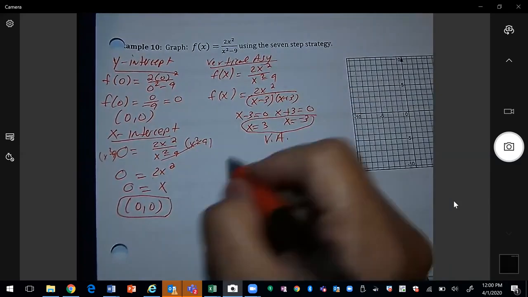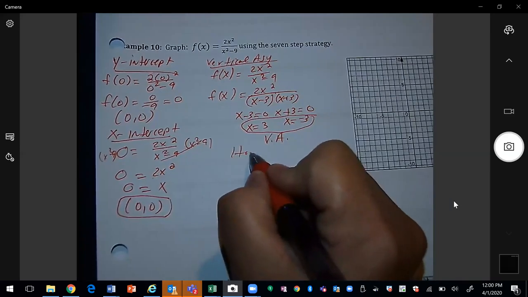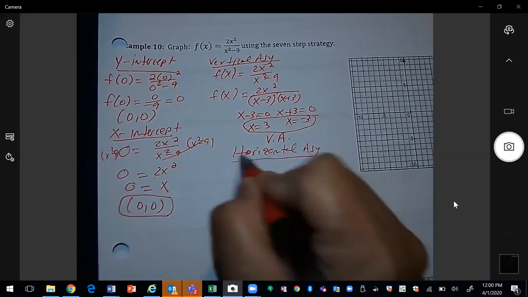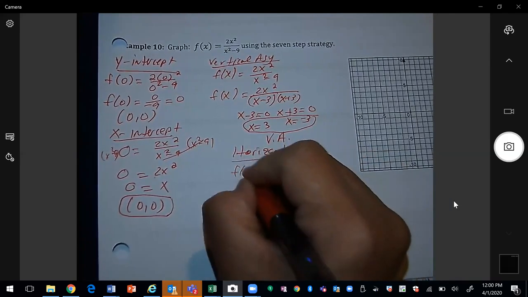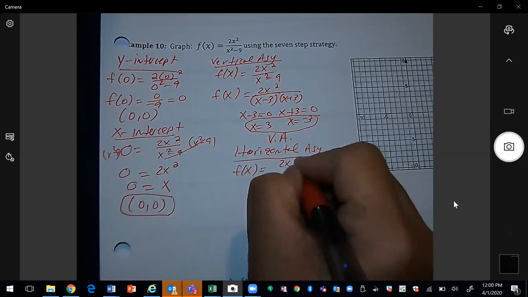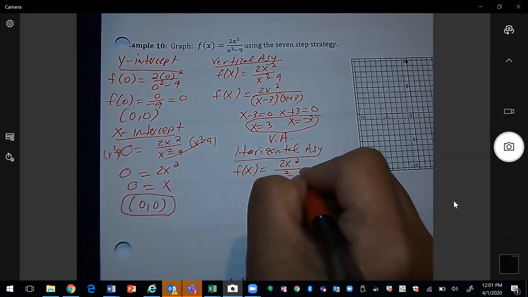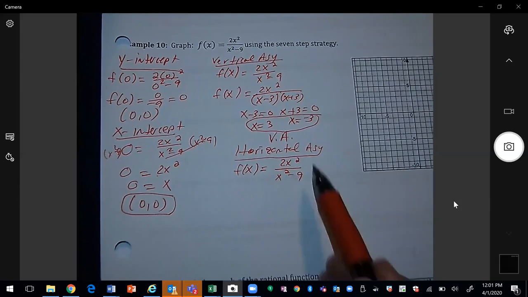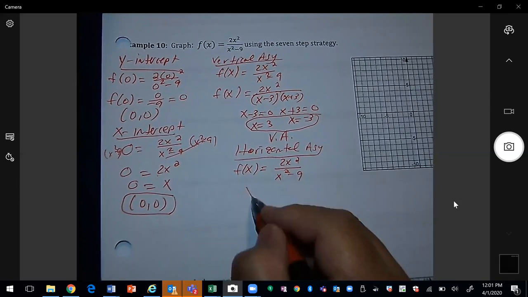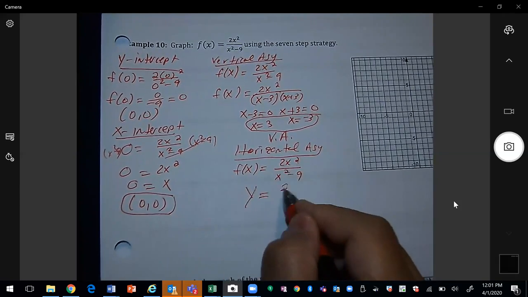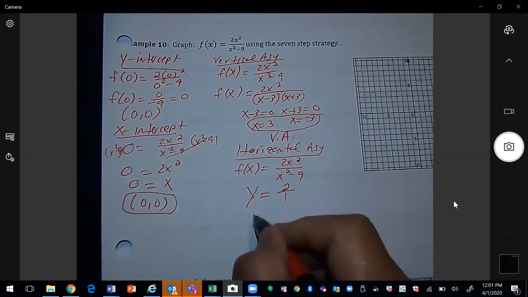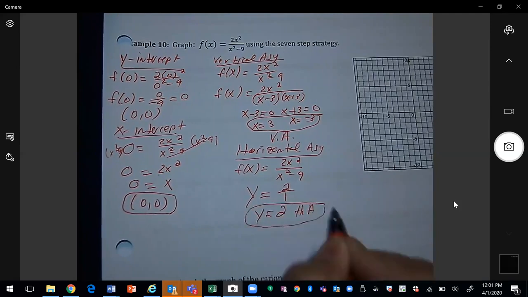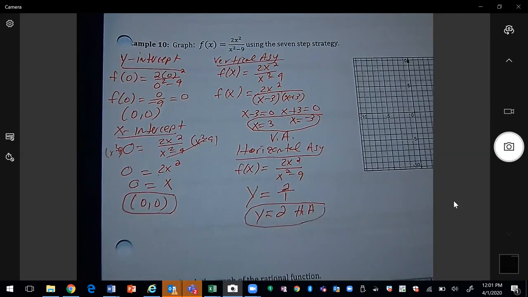And then the horizontal asymptote. For the horizontal asymptote, the degrees are the same, 2 and 2. So that's going to be the leading coefficient of the numerator divided by the leading coefficient of the denominator. So y equals 2 will be my horizontal asymptote.